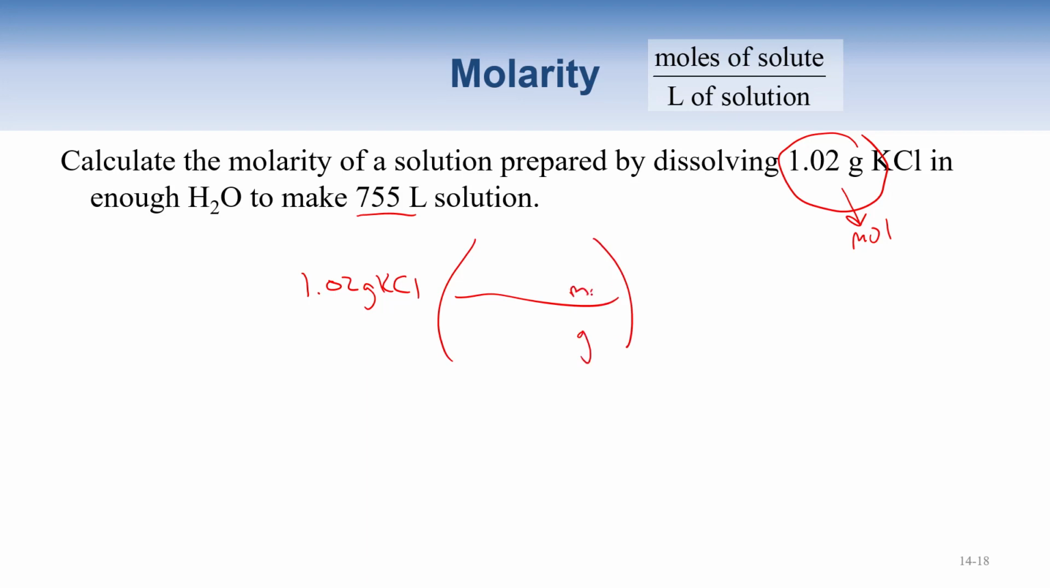grams to moles. 1 mole is equal to the calculated mass in the periodic table. So potassium is 39.098. Chlorine is 35.453. And that gives us 74.551. Now we're going to multiply across the top, divide away the bottom. 1.02 divided by the 74.551 gives us 0.0137.